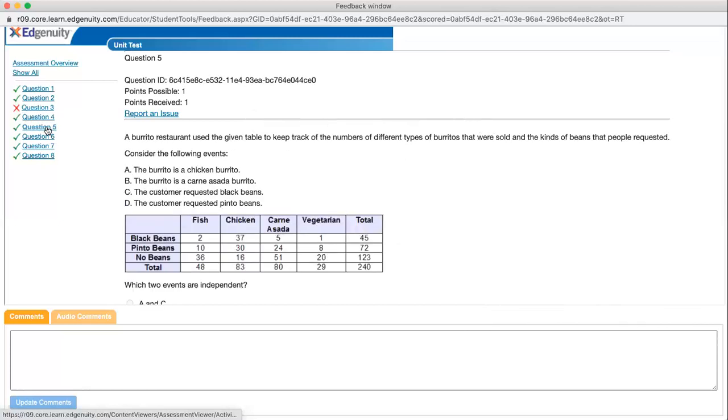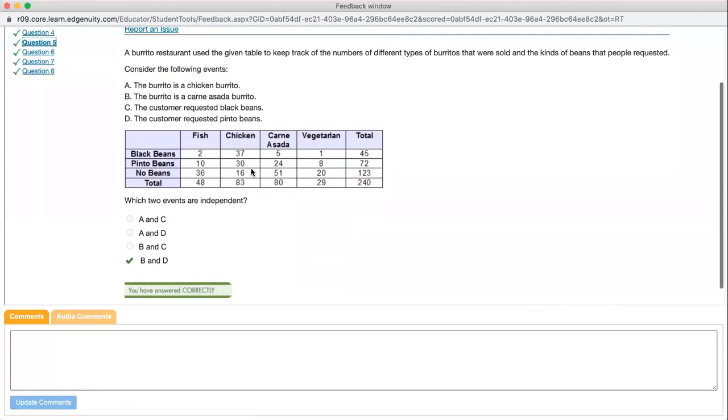Halfway. Okay, burrito restaurant. Use the given table to keep track of numbers of different types of burritos and the kinds of beans that people requested. So this is nice because supply and demand. You don't want to buy too many beans, or else if the customers don't want it, then you're just left over with a lot of beans. So A is chicken burrito, and I like to label my tables. So here is A, this is chicken burrito.